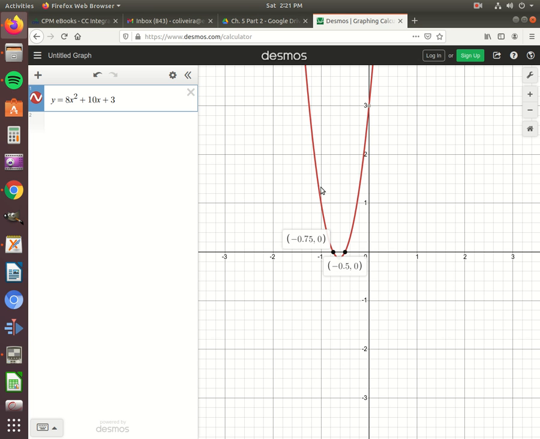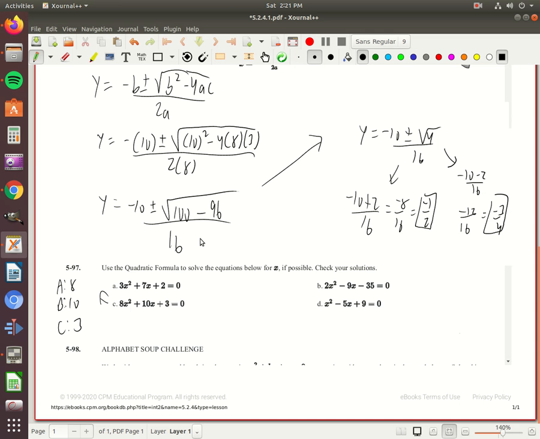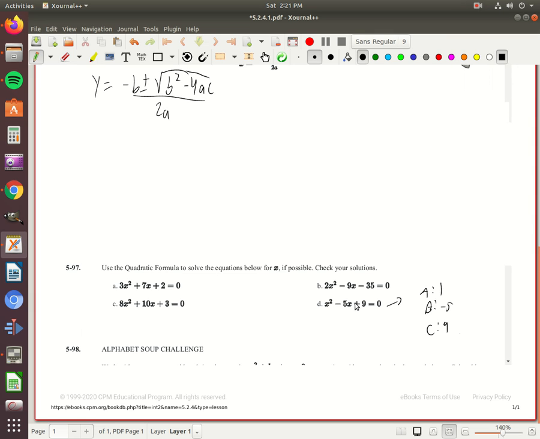So again, you can see just super convenient to have this quadratic formula for the ones that don't factor, right? The odds of us guessing positive 1/2 and positive 3/4 are pretty low. Okay, let's go ahead and finish up with this last one. A is 1, B is negative 5, C is 9. So I'm going to say negative negative 5 plus or minus the square root of negative 5 squared minus 4 times 1 times 9, all of that over 2 times 1.